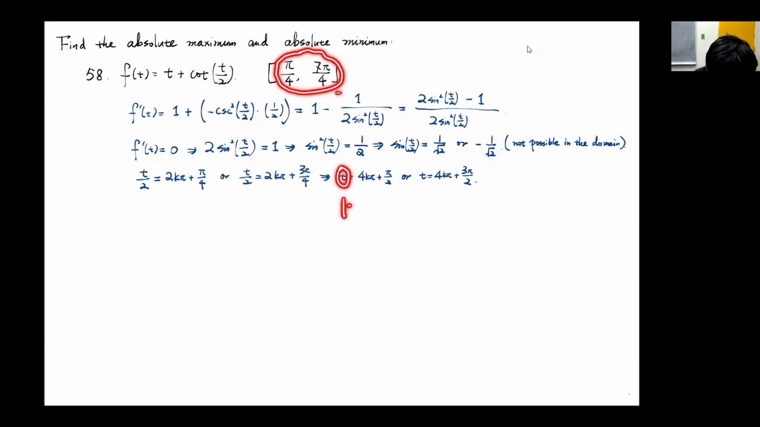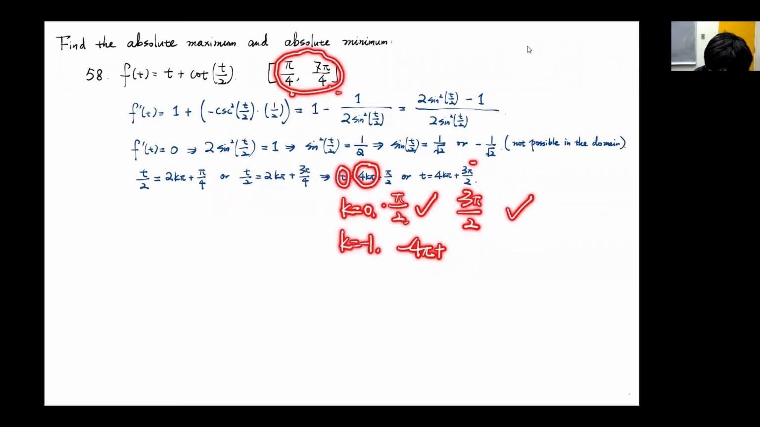You can see that if k equals 0, then pi over 2 is sitting between pi over 4 and 7 pi over 4. That's fine. And 3 pi over 2 is certainly sitting inside here. So these two numbers are fine. But if k equals minus 1, then what we get is going to be minus 4 pi plus a number.